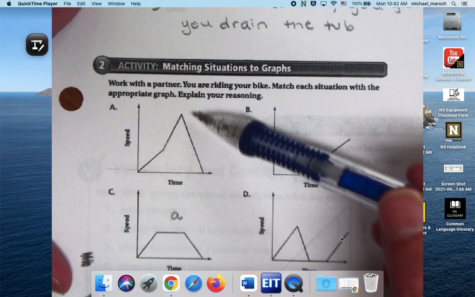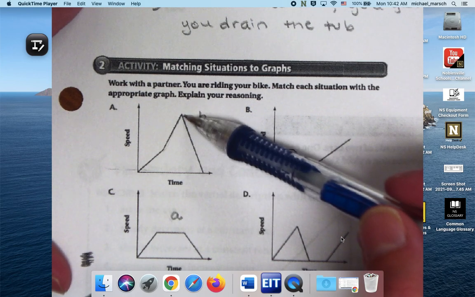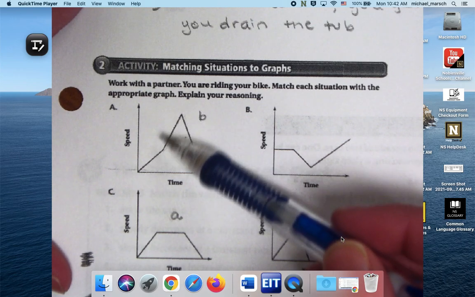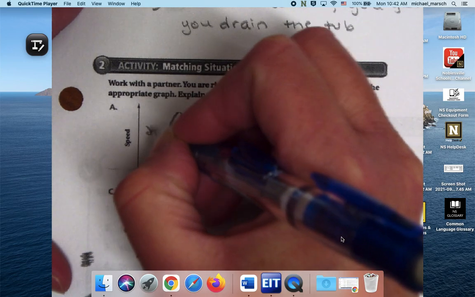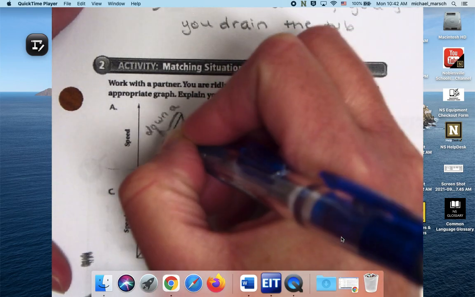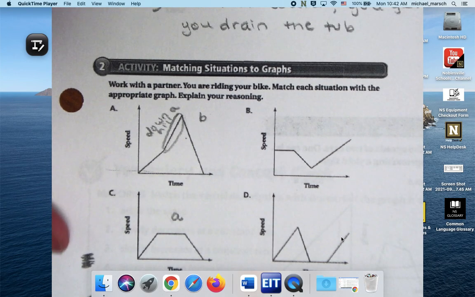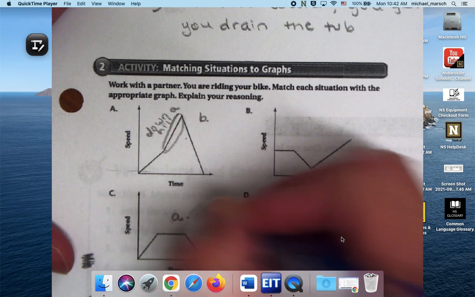And then you quickly come to a stop. So your speed slows down really fast. So that's why this goes down at such a steepness, right? So this is actually going down a hill. Let's circle this and write down a hill. Right? Okay, so we have A and B spoken for.